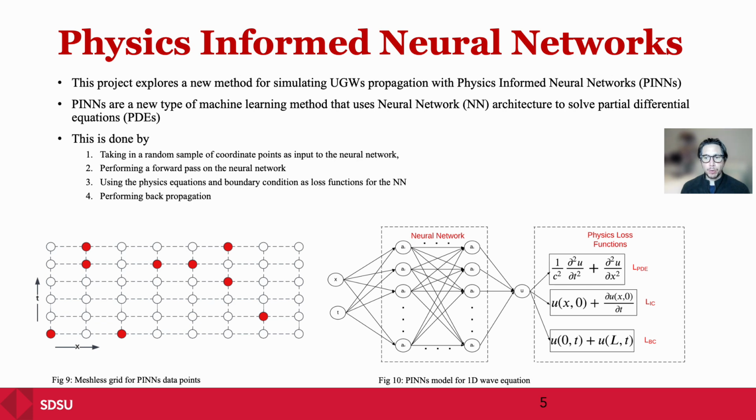The neural network then performs a forward pass to obtain a solution to those points. The physics equations are used to evaluate how well the network performs. This is also known as the loss function. The loss function then updates the network to correct the areas that have performed poorly.